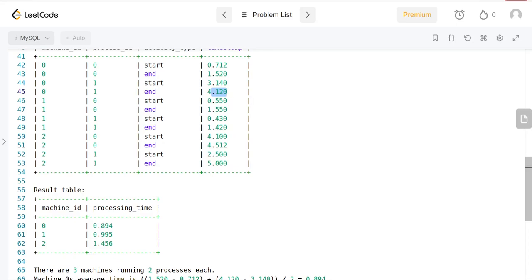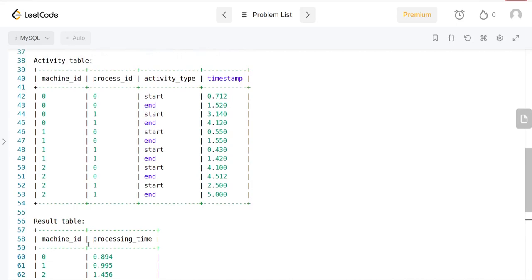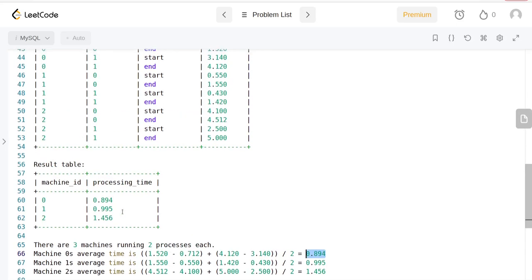Here are the averages they are looking for. What happened is, for the 0th machine, it doesn't matter what the process was, we took the difference for process 1 and the difference for process 0 and averaged them in order to get this one. So this is the average of that machine. Similarly, we can do it for machine 1 and machine 2.